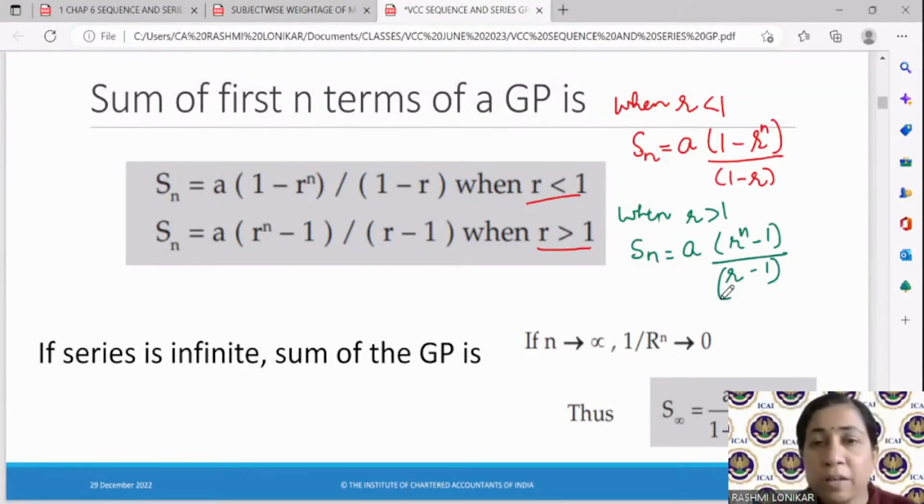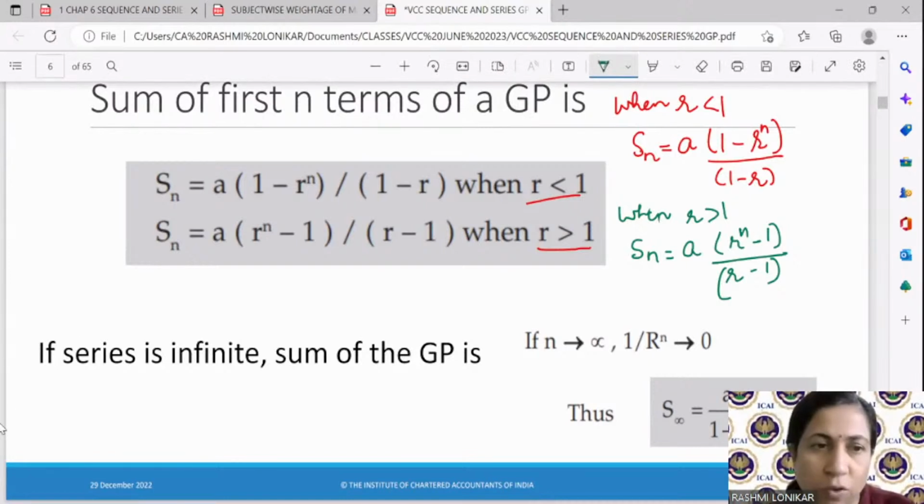Now there is a special case. So you have two formulas. This is the first formula for the sum of a GP when r is less than 1. The second formula is when r is greater than 1. And there is a third formula when the series is infinite. So I have an infinite series, then the sum of the GP is.